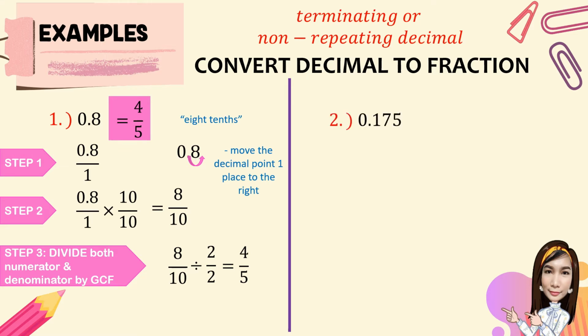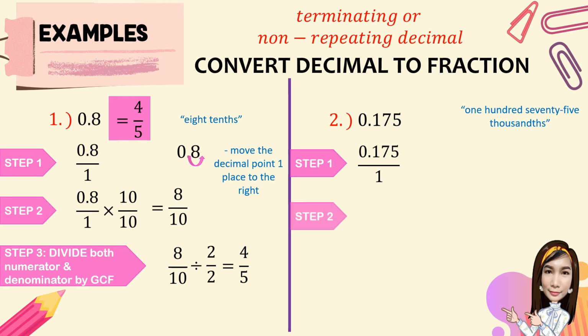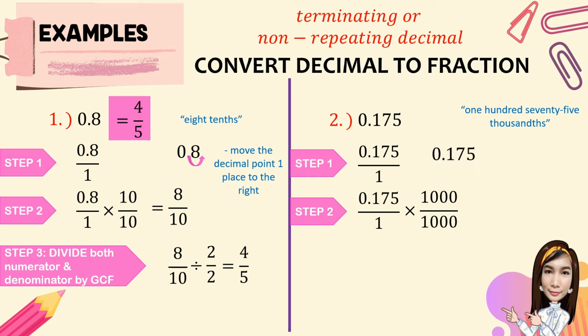For number 2, we have 0.175 or 175 thousandths. For step 1, we're going to write it in the form 0.175 over 1. For step 2, 0.175 has 3 numbers after the decimal point, or that is in the thousandths place. So therefore, we're going to multiply both numerator and denominator by 1000. So 0.175 times 1000, we're going to move the decimal point 3 places to the right. So we have 1, 2, 3. So that will become 175. Then for the denominator, 1 times 1000 is equal to 1000.